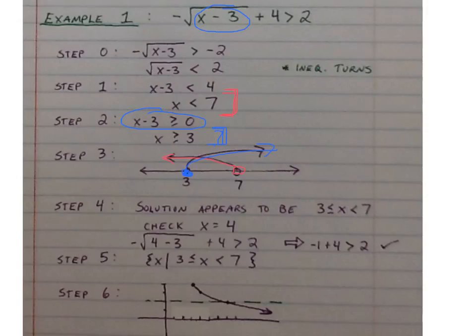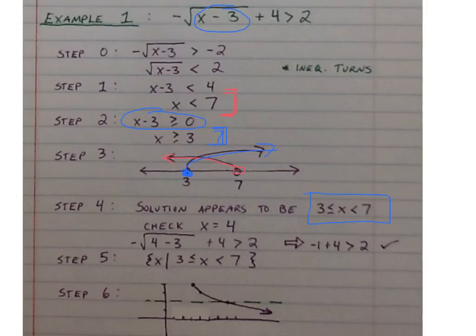which means our solution appears to be the area where both of these lines are true, and that's only between 3 and 7. So both of those lines are true between 3 and 7, including 3, excluding 7. So right now it appears our solution is 3 is less than or equal to x is less than 7. So we want to check that against our original equation.